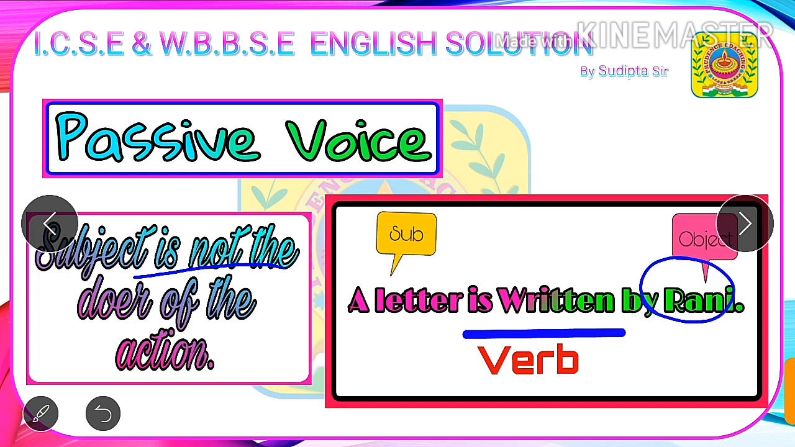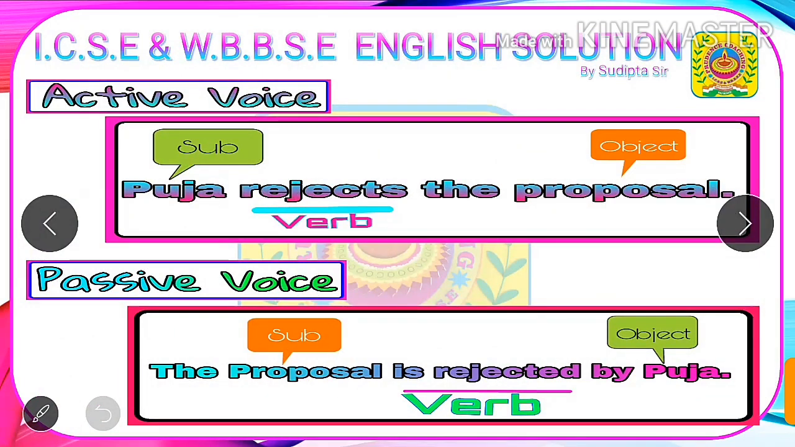That means the object is performing the action. Object is the doer of the action, not the subject. So as in this statement, the subject is not the doer of the action. Thus, this statement is in passive voice. Students, now I think your concept regarding active voice and passive voice is clear. Now we will see some examples of active and passive voice. Then we will start with the rules to change active to passive. My dear students, if we see the first example under active voice, it is given Pooja rejects the proposal.